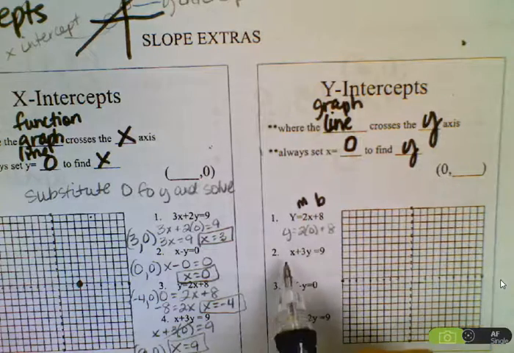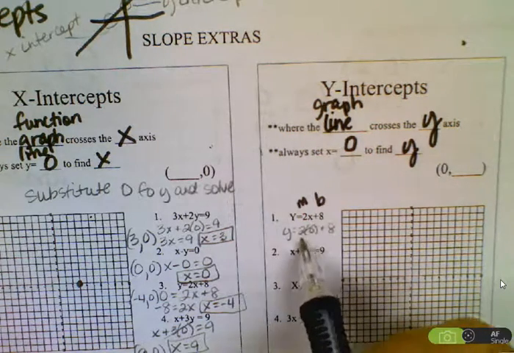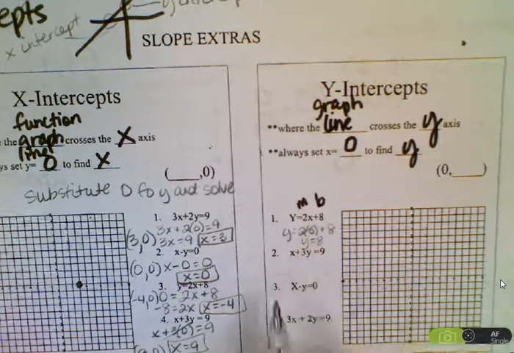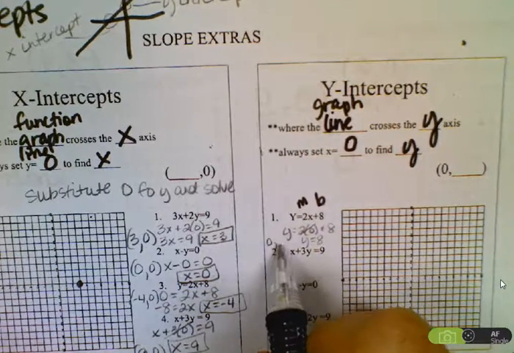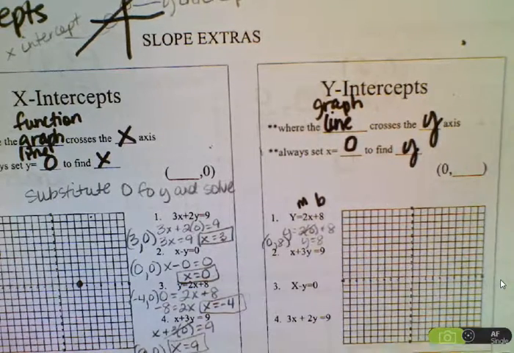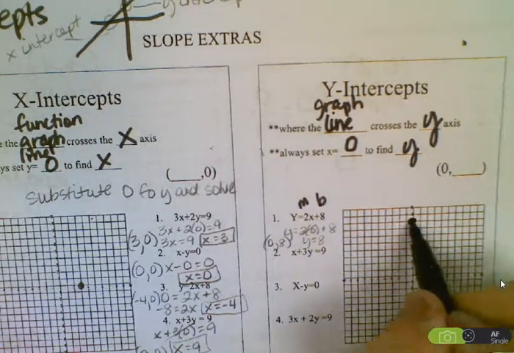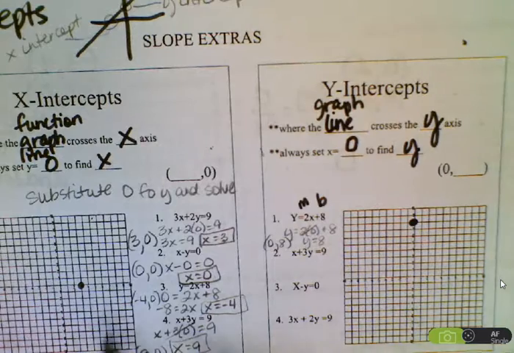Well, 2 times 0 is 0. That goes away. So that would be y equals 8. And the coordinate of that point would be 0, 8. So it would be right here. Okay? Let's go back over here.